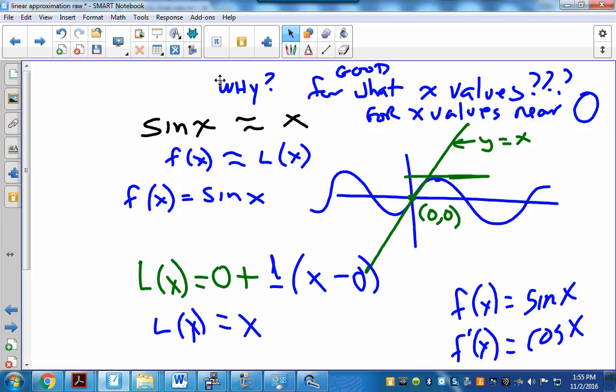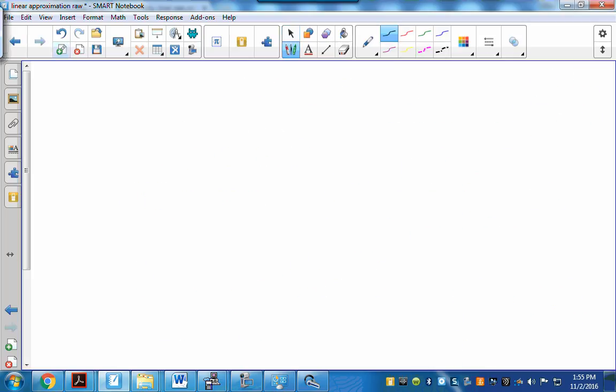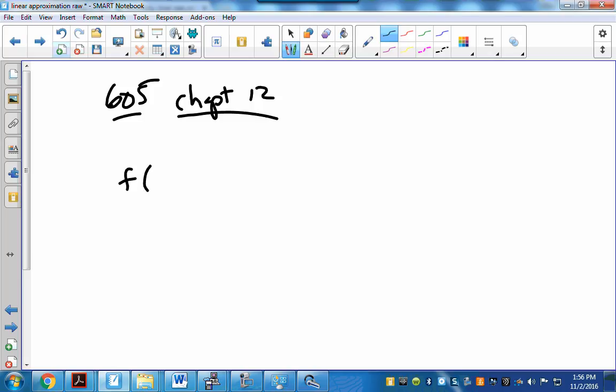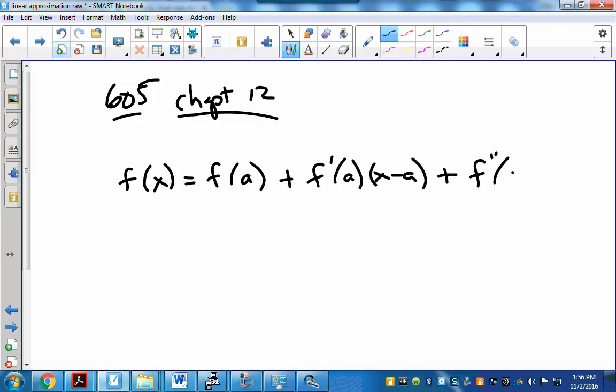The beginning of chapter 12. In fact, just for a minute, look on page 605. You guys have books, 605. This is chapter 12. We're going to do this mostly in April. And most of April is going to be in that box there where it says f of x is equal to f of a, and then it says f prime of a, x minus a, and then it has some other stuff after that. And in fact, it has an infinite number of terms.